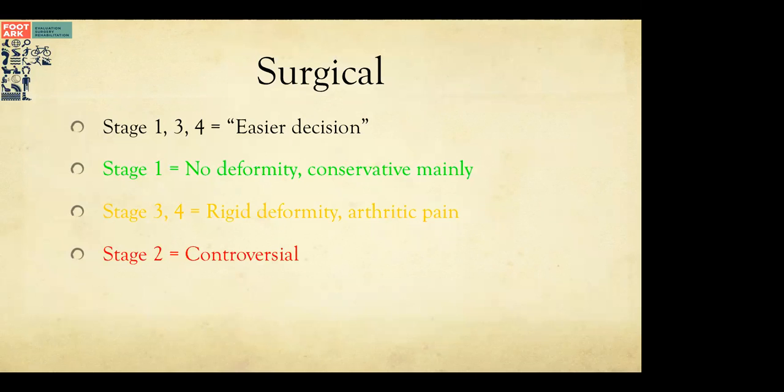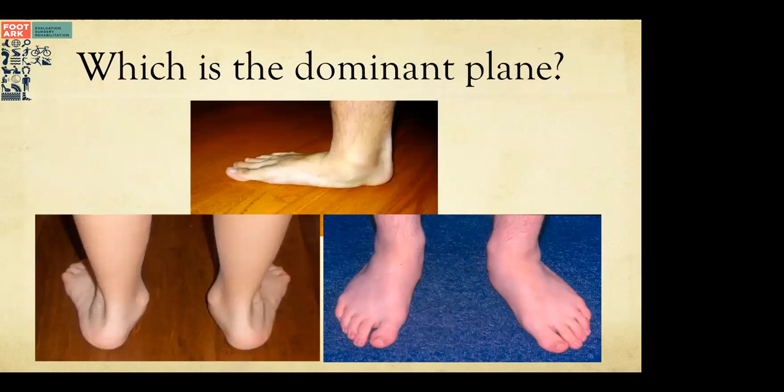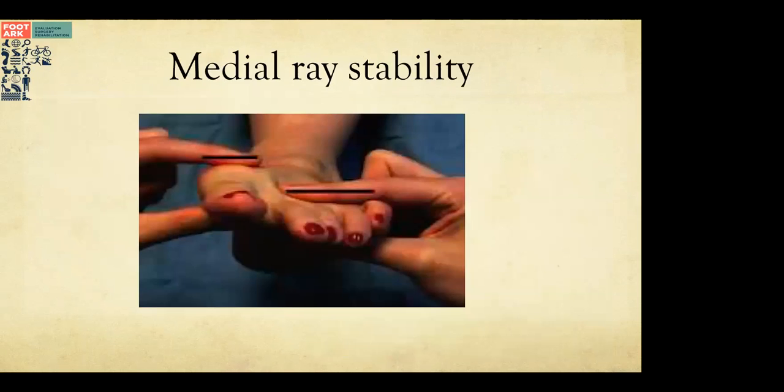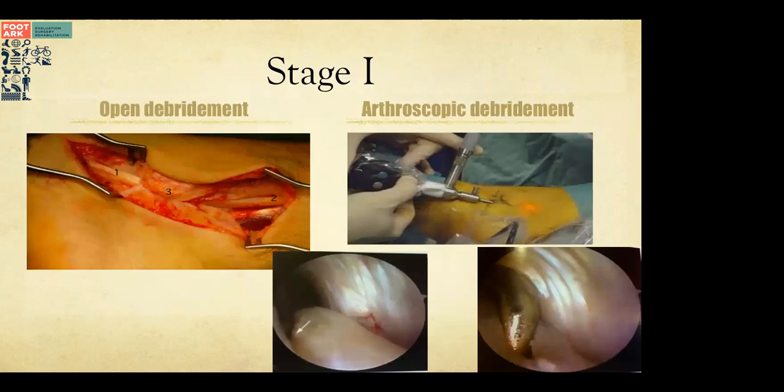Stage 2 is where the patient is also in a dilemma and there are a plethora of treatment options, where you need to do flat foot reconstruction with tendon transfer and osteotomies. So before you plan a surgery, you need to know the dominant plane of your deformity, whether it is axial, coronal, or sagittal. You also need to check the flexibility of the foot, whether the subtalar joint is correcting or not, and whether the first ray is flexible, stable or unstable, because then you need to stabilize at the midfoot level also. And depending on that, the treatment.